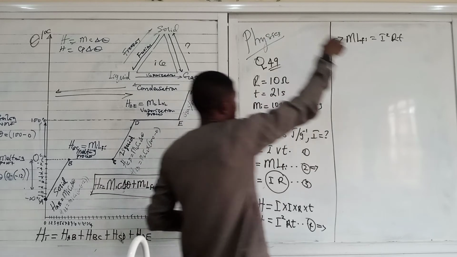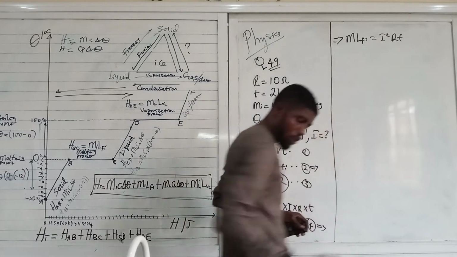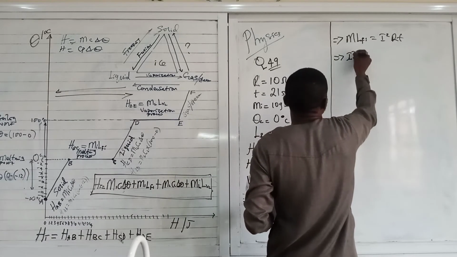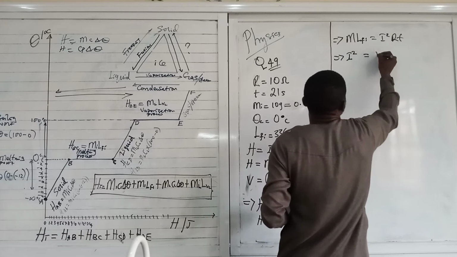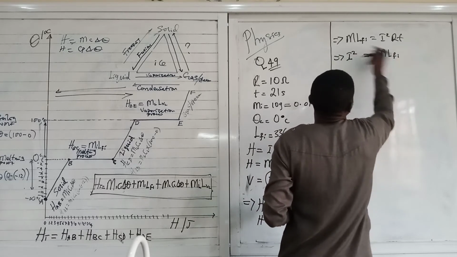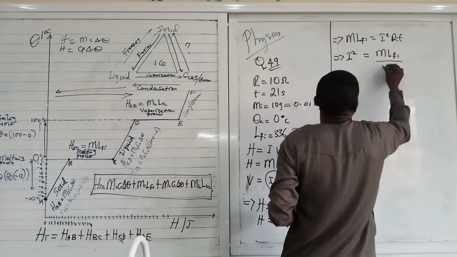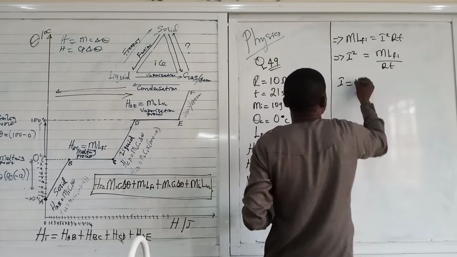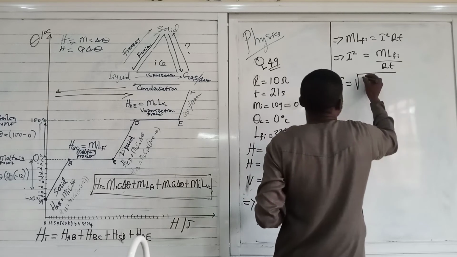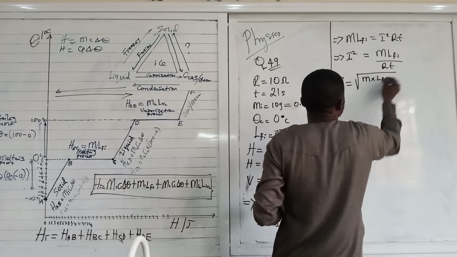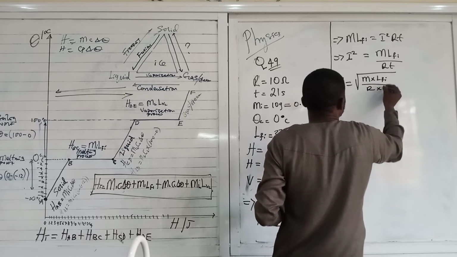So now let's make I the subject of the formula. If we do that, it implies that I square is equals to M L_F divided by RT. So our I is equals to the root of the mass times this divided by R times T.